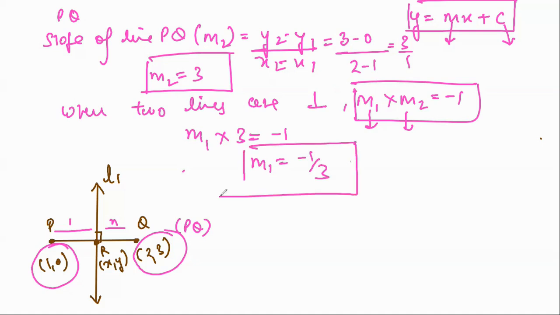Now, everyone, please understand this. This 3 is in multiplication, so when it changes its side, it goes into division. So -1/3 is the slope of line L1, right? Now, we have already got the slope. Now, let's work out for c.